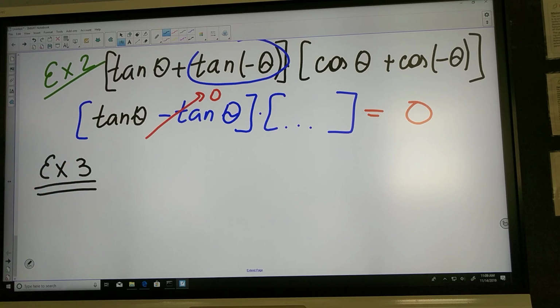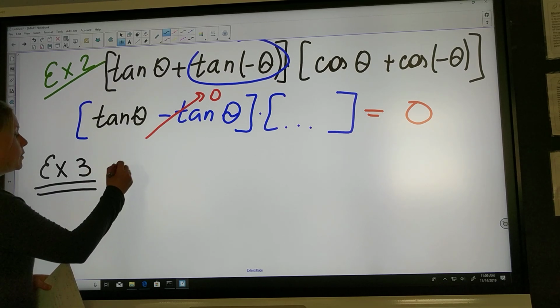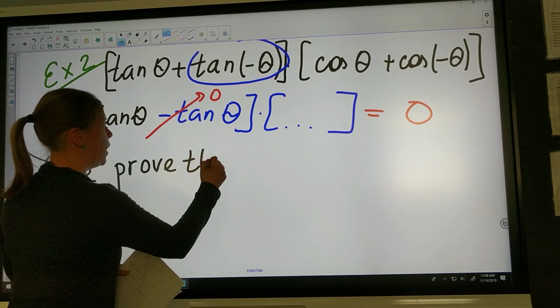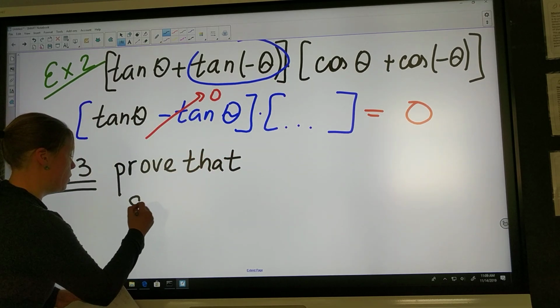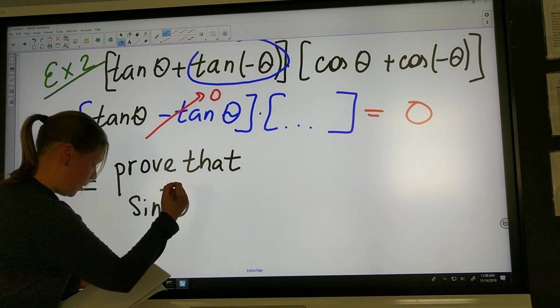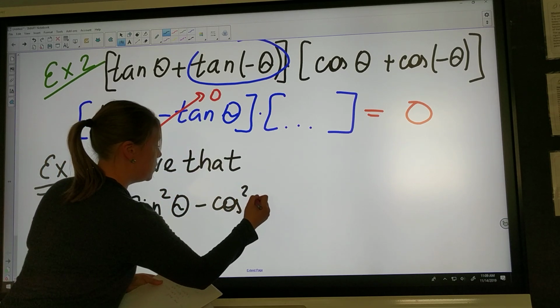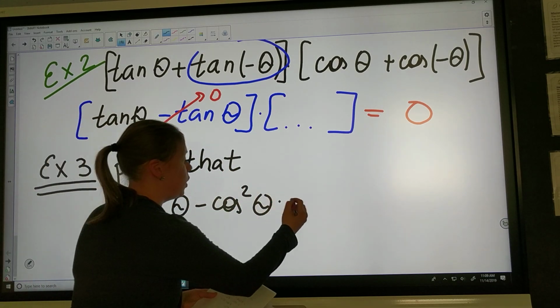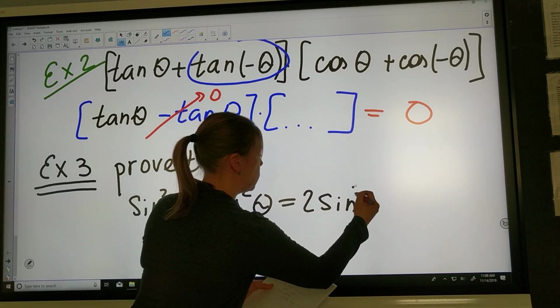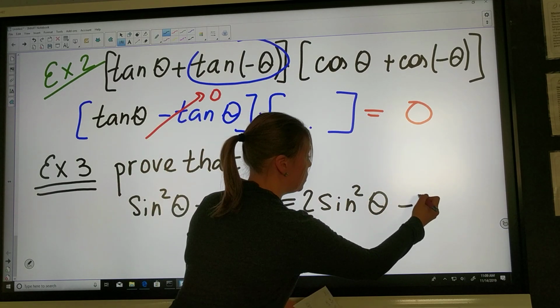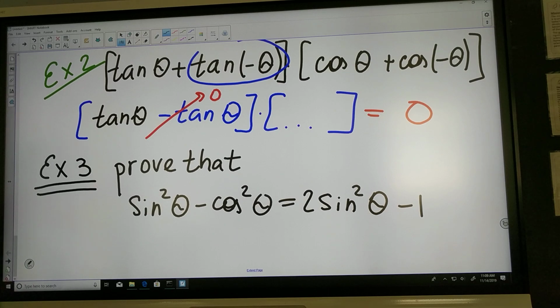Example 3. I have 2 more examples and we will be done with the notes. Example 3. Prove that sine squared theta minus cosine squared theta equals 2 sine squared theta minus 1. So I have to prove that this is a true identity. I will prove it by some algebraic manipulations and simplify.